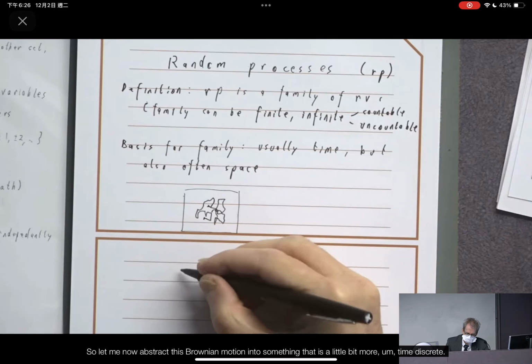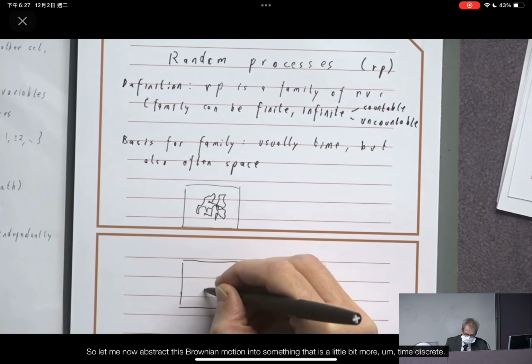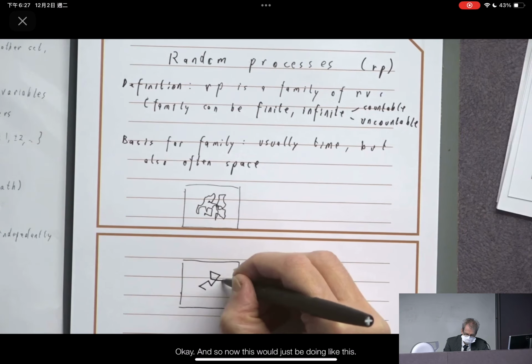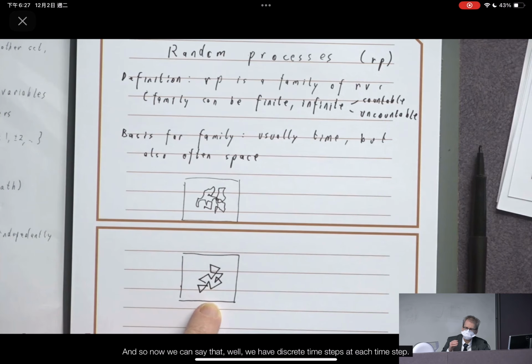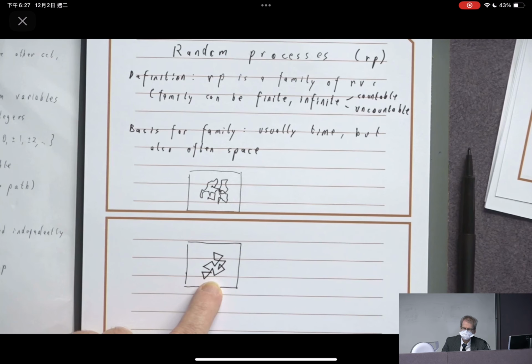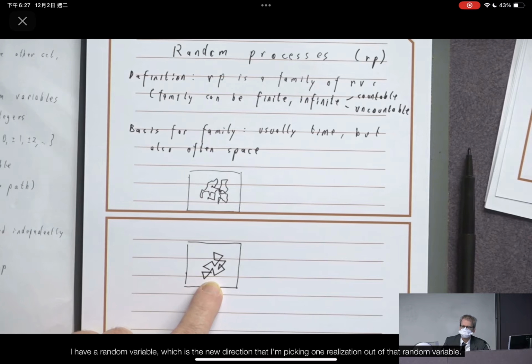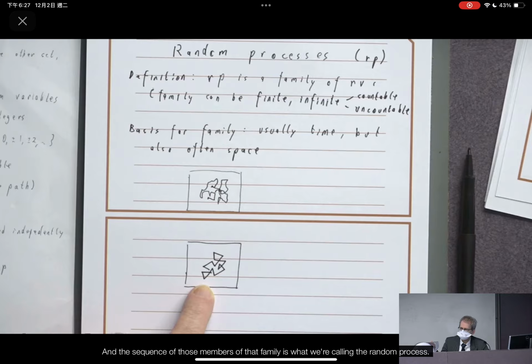So let me now abstract this Brownian motion into something a little bit more time discrete. Now this would just be going like this. We can say that we have discrete time steps. At each time step, the direction of that particle is changed into something random, and now it's going into a different direction. So at each time step, I have a random variable, which is the new direction. I'm picking one realization out of that random variable, and this is now one member of that family. And the sequence of those members of that family is what we're calling the random process.